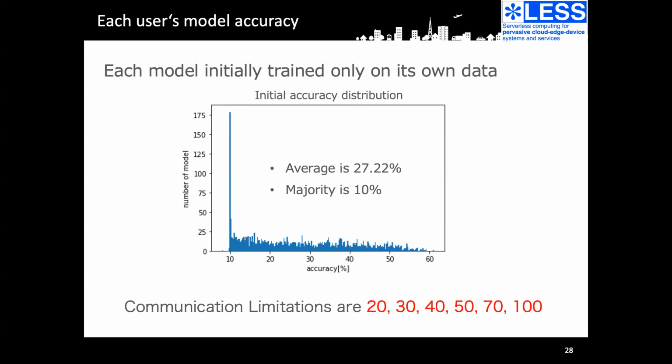Each user's model was trained on assigned data before simulation, and the initial accuracy distribution is shown in this graph. As you can see from this graph, we obtained a wide range of accuracy models. We conducted simulations using the initial model, varying the communication limitation from 20 to 100.